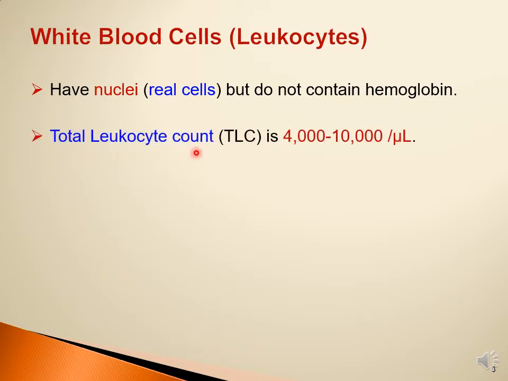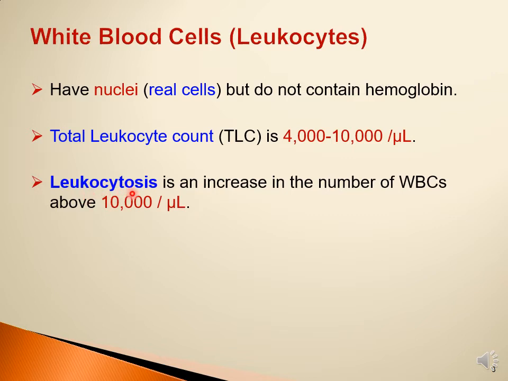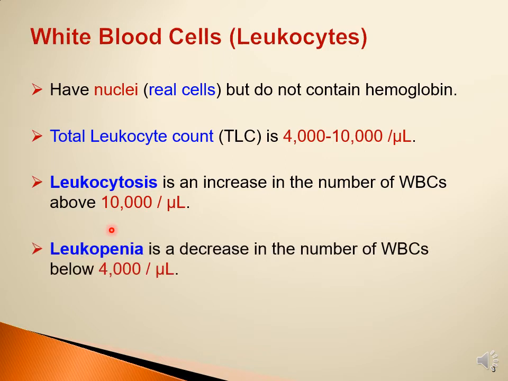The total leukocyte count, or TLC, is about 4,000 to 10,000 white blood cells per microliter of blood. Some textbooks go up to 11,000 white blood cells per microliter of blood. The term leukocytosis means an increase in the number of white blood cells above 11,000 white blood cells per microliter of blood. Leukopenia is the opposite. It is a decrease in the number of white blood cells below 4,000 cells per microliter of blood.